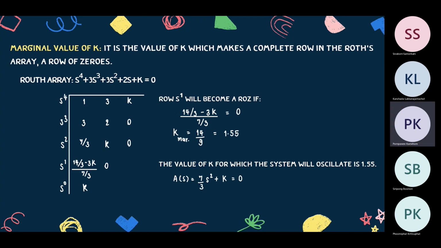And the marginal value of k is the value of k which makes a complete row in the Routh array a row of zeros. As you can see in the Routh array on the left hand side of the slide, the row s power 1 will become a row of zeros if 14 over 3 minus 3k, over 7 over 3, equals 0. The k marginal equals 14 over 9, equals 1.55. The value of k for which the system will oscillate is 1.55. So that means the auxiliary equation A is equal to 7 over 3 s power 2 plus k equals 0.